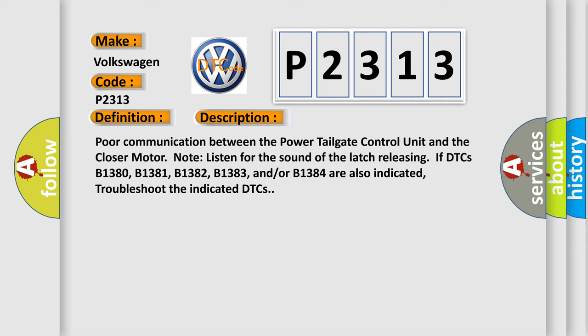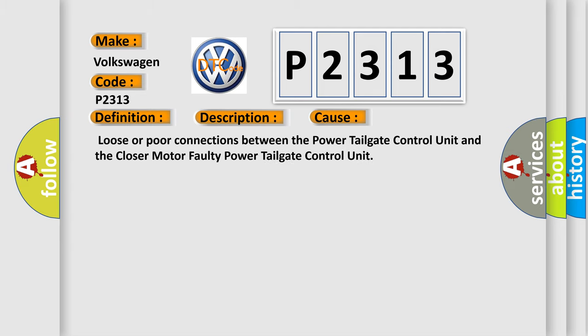Note: listen for the sound of the latch releasing. If DTCs B1380, B1381, B1382, B1383, and/or B1384 are also indicated, troubleshoot the indicated DTCs. This diagnostic error occurs most often in these cases: loose or poor connections between the power tailgate control unit and the closer motor, faulty power tailgate control unit.